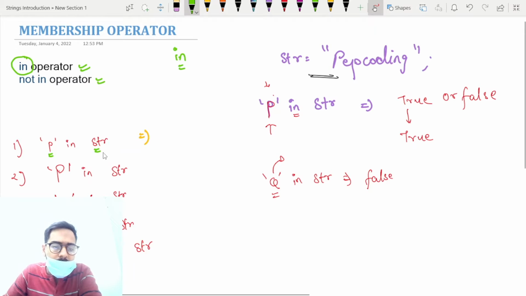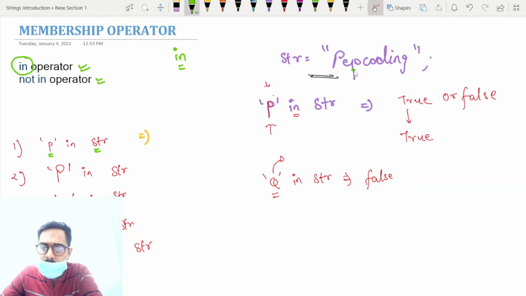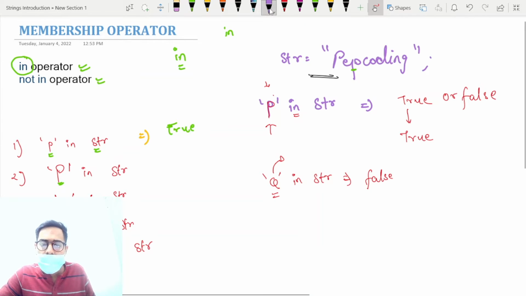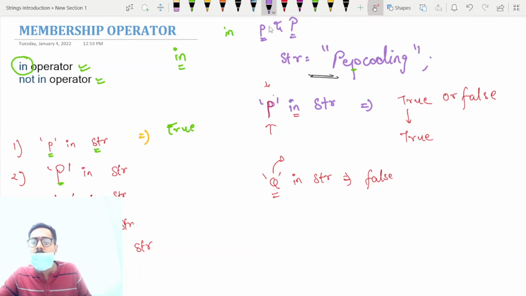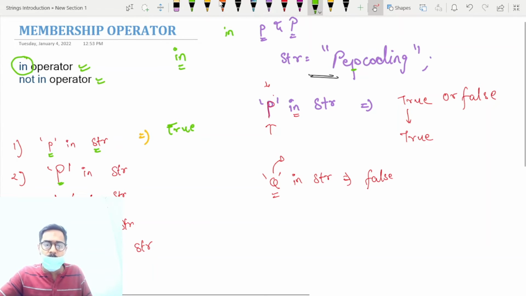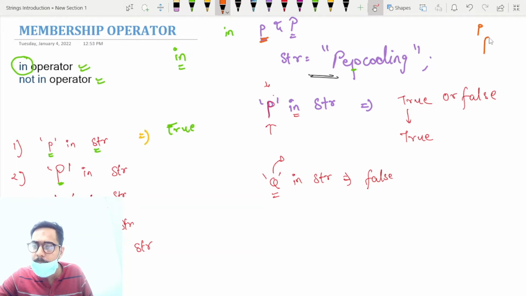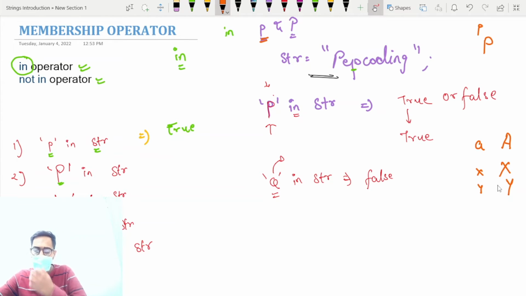P will get checked in the entire string. Can you see P? Yes, P is present. It will give you true. Now, a capital P. There is a difference. Remember this point in coding: this P and this P both differ. How and why, we will be looking at in the upcoming videos, so stay tuned. Just understand this for now: there is a difference between small case p and capital case P, between a and A, x and X, y and Y.